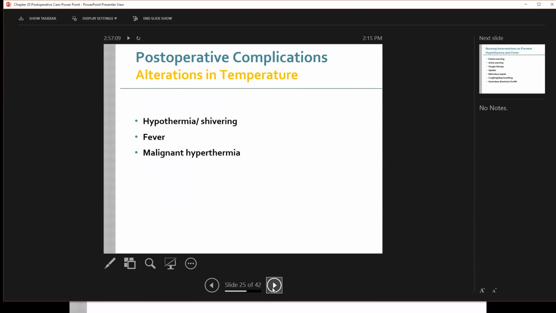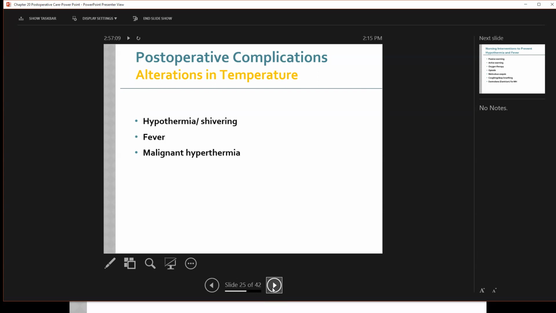Contributing factors to hypothermia are skin exposure during surgical procedure and use of cold irrigants and skin preparation, as well as unwarmed inhaled gases. The nurse should apply warm blankets as the first defense. Shivering can increase resting energy expenditure and oxygen consumption. Carbon dioxide production contributes to increased heart rate, increased blood pressure, and intracranial pressure, as well as significantly affecting the patient's comfort level.